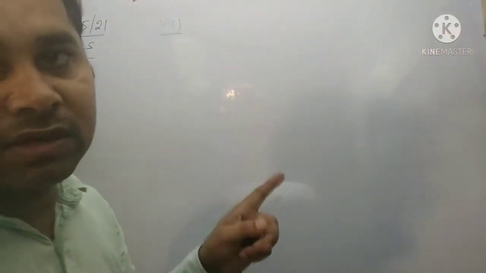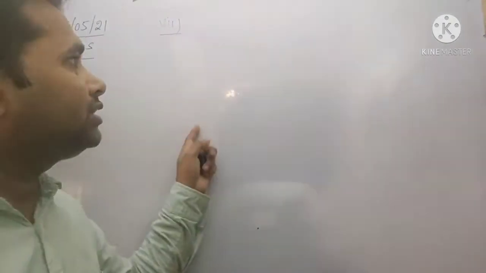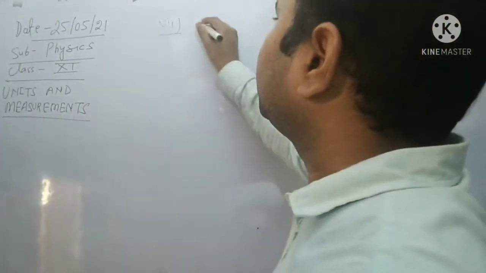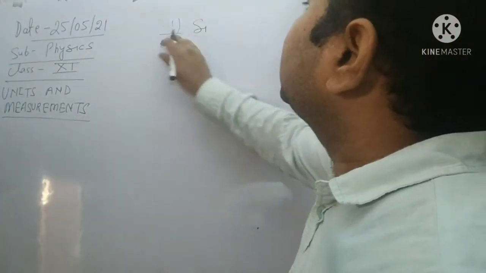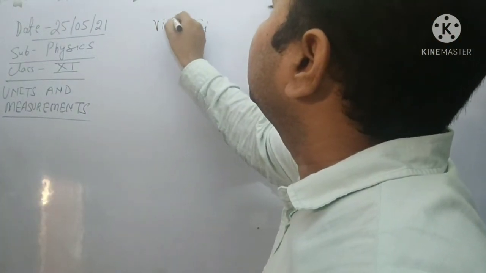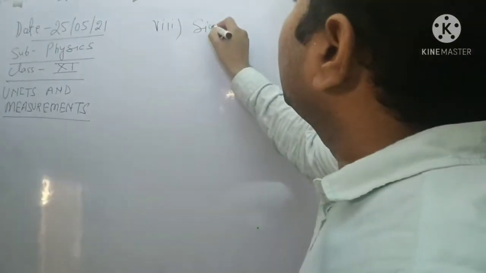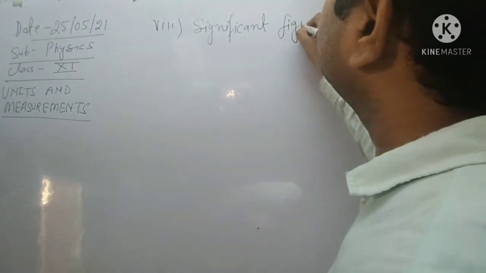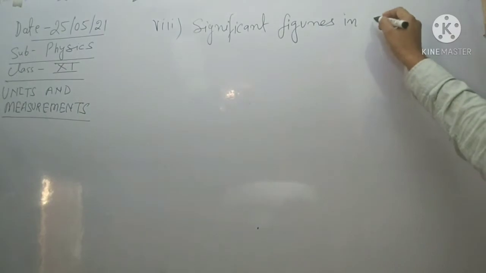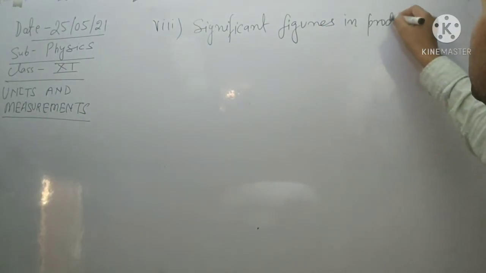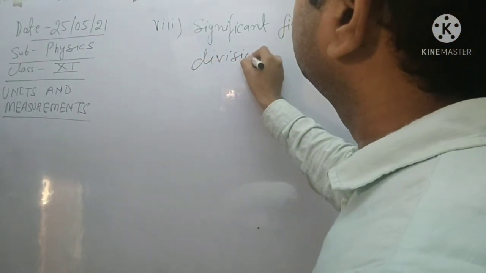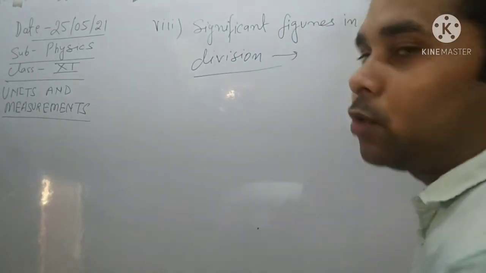The last one was for the sum and difference of two numbers, and now let's check the significant figures in the product or quotient of two numbers, meaning division and multiplication. The next rule is the eighth rule: significant figures in product or division.